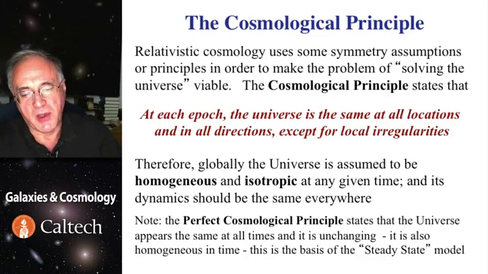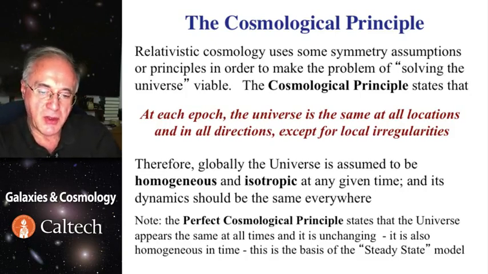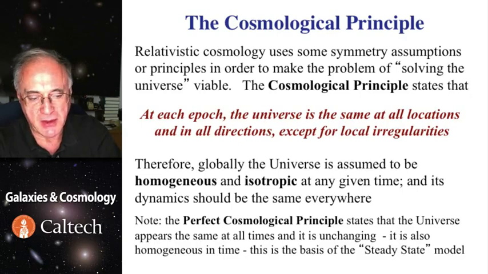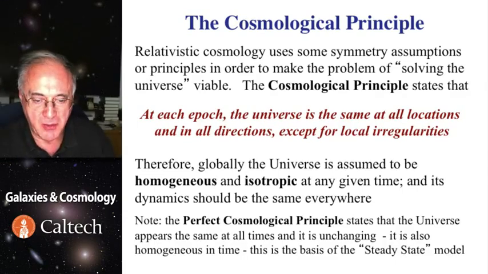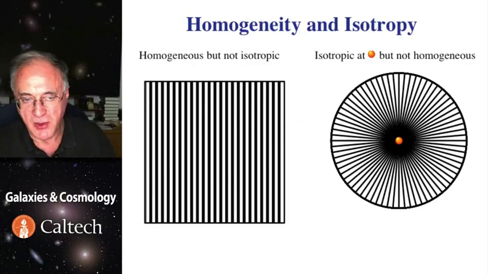Now, there is a perfect cosmological principle proposed by Hoyle and collaborators, which says that the universe should also be the same at all times, and that was the basis of the steady-state cosmology, which unfortunately did not survive experimental tests. So what do we mean by isotropy and homogeneity?